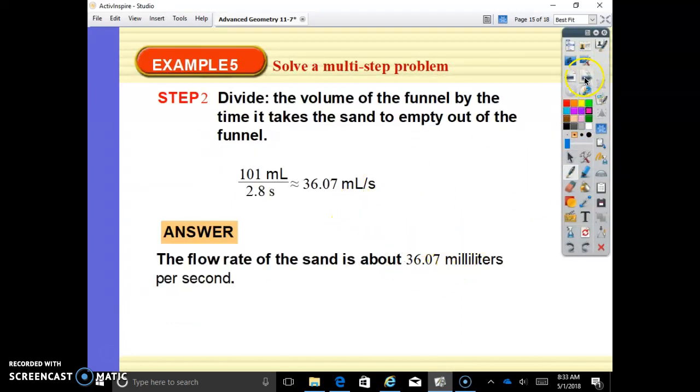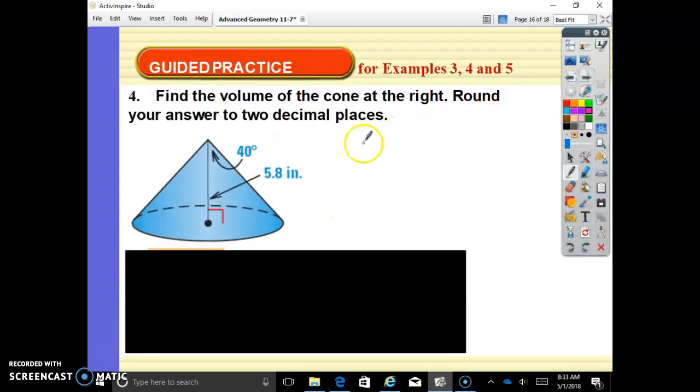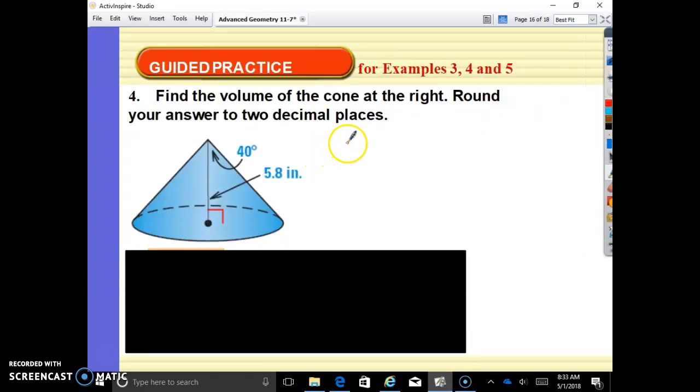Okay? Our next one, find the volume of the cone at the right. Round your answer to 2 decimal places. So the volume of the cone is 1/3 area of the base, pi r squared, times the height of 5.8.